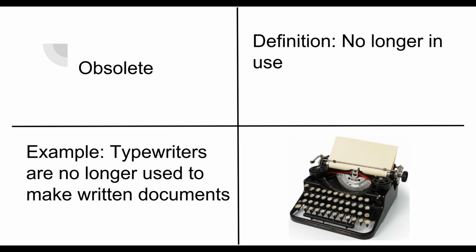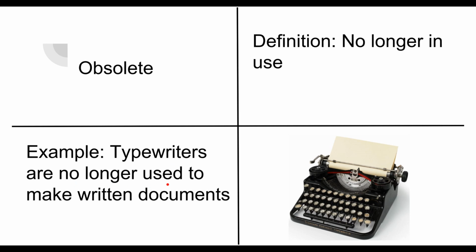Now our next word is obsolete. So now the definition is rather straightforward: no longer in use. So something that's obsolete is really something that has been updated. It doesn't really have a place anymore. It doesn't have a real functional role. A lot of times you could find a lot of these in a museum maybe. Okay, so my example is a typewriter.